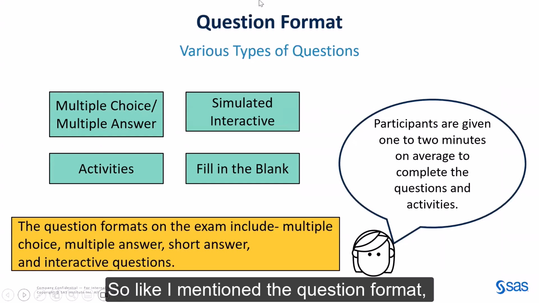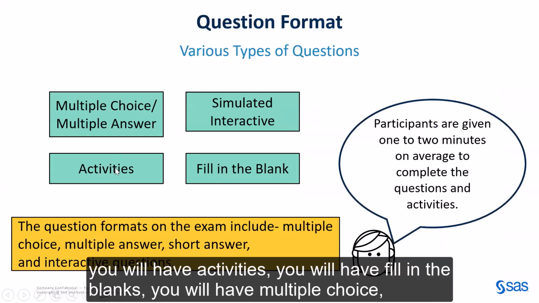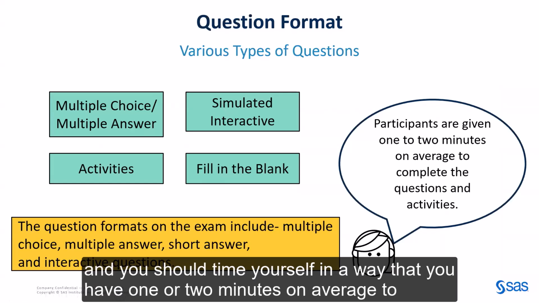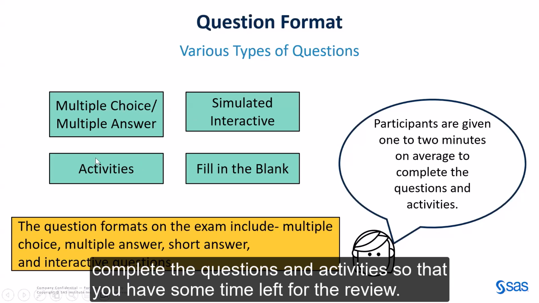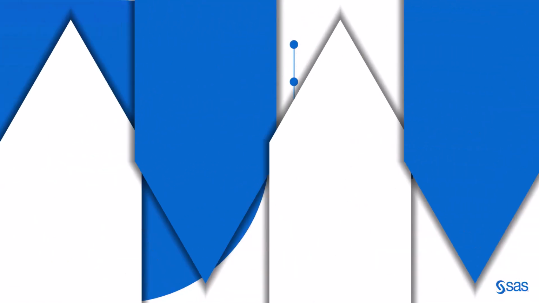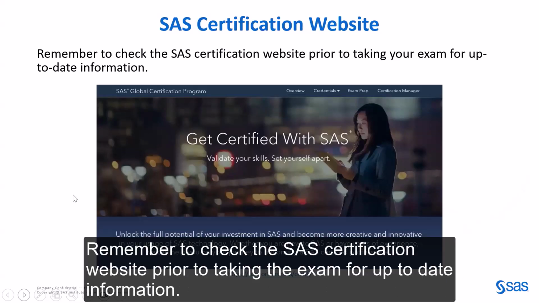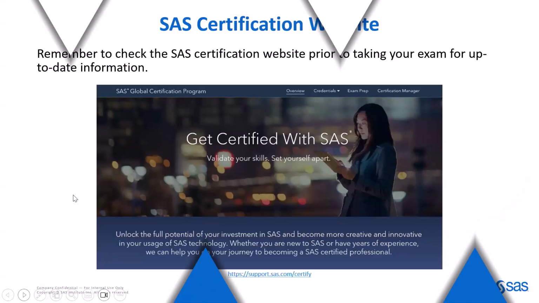Like I mentioned, in the question format, you will have activities, you will have fill in the blanks, you will have multiple choice, multiple answer questions, simulated, interactive questions. And you should time yourself in a way that you have 1 or 2 minutes on average to complete the questions and activities, so that you have some time left for the review. Additional information: SAS certification website. Remember to check the SAS certification website prior to taking the exam for up-to-date information.